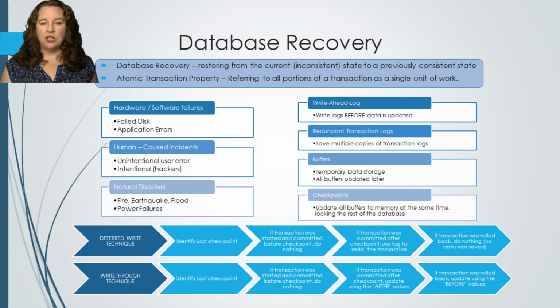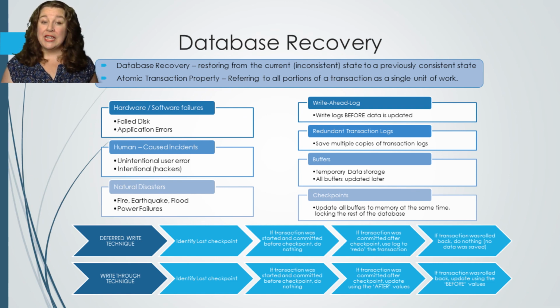So we have our transaction log. Go redo the transaction as of the 23rd, update it, and redo the transaction. If the transaction was rolled back, don't do anything because the data didn't change. Nothing was saved, so it's okay, we can ignore that. So that is the deferred write technique, which means we're just writing the committed transactions.